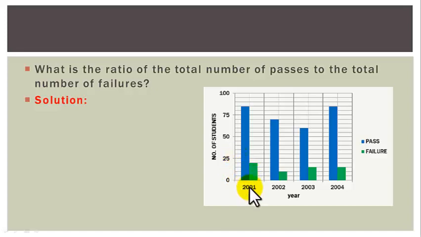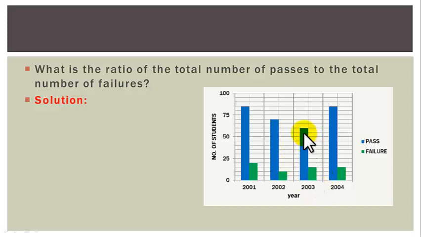In 2001, the number of passes is here, that is, 75, 80, 85. The number of passes is 85, and the number of failures is here, which is 5, 10, 15, 20. The number of failures in 2001 is 20. In 2002, the number of passes is at this point, which is 50, 55, 60, 65, 70. So the number of passes in 2002 is 70, while the number of failures is here, 5, 10. The number of failures in 2002 is 10.